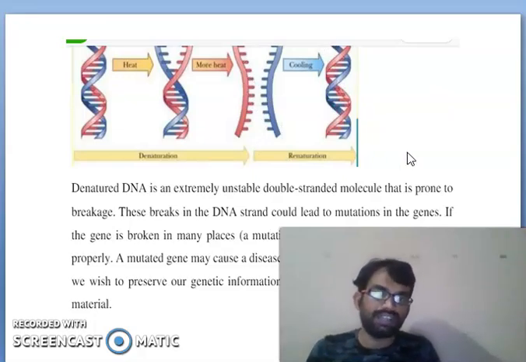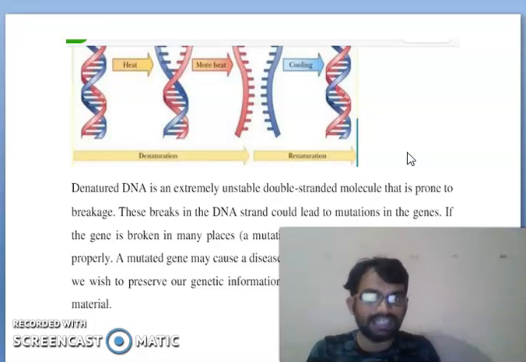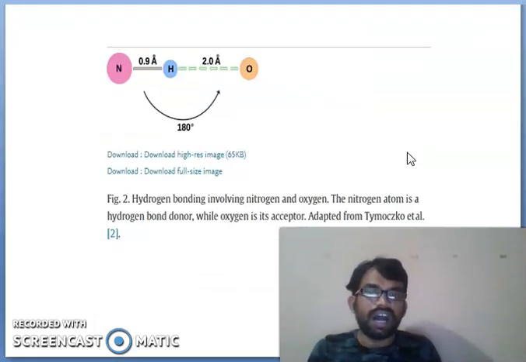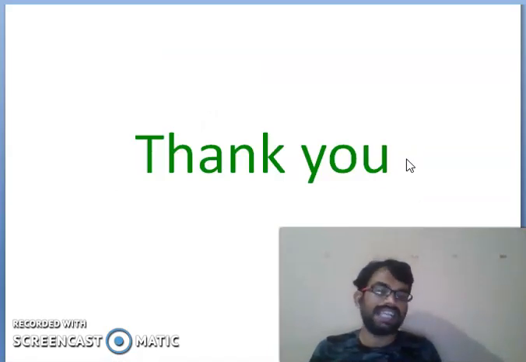Reverse transcription, you can see the forward reaction and backward reaction. And this is how the bonds happen. Hydrogen bonds involve nitrogen and oxygen. Nitrogen and oxygen, this is the hydrogen bond, and the distance in angstroms is presented here. So this is that class.